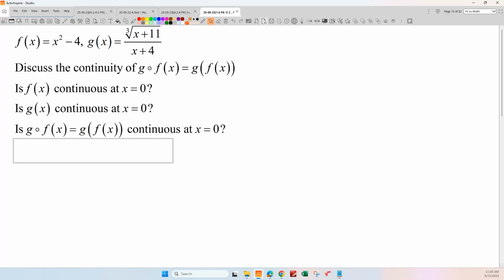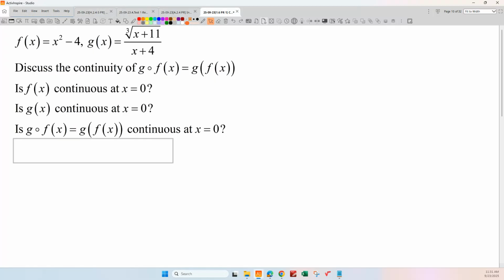Compositions of functions. Discuss the continuity of g of f of x, right? And those mean the same thing. I like that notation better: g, literally g of f of x. In that context I would always just convert that into that. That's easier, more intuitive.